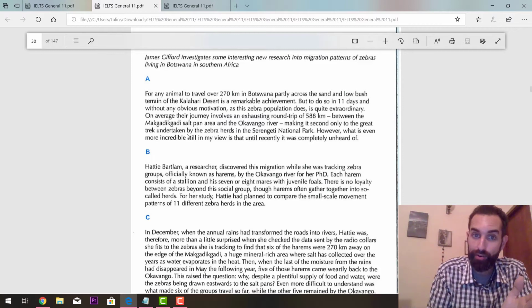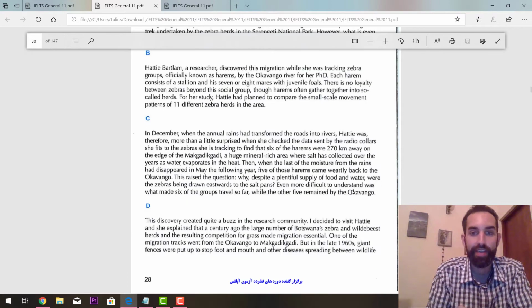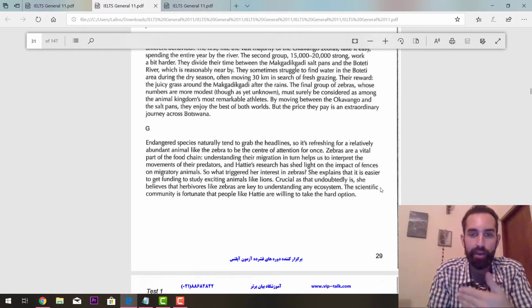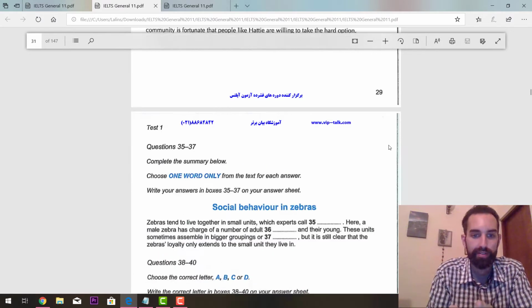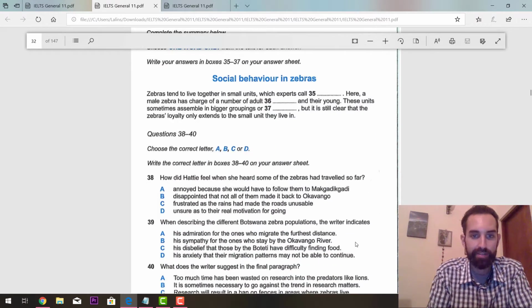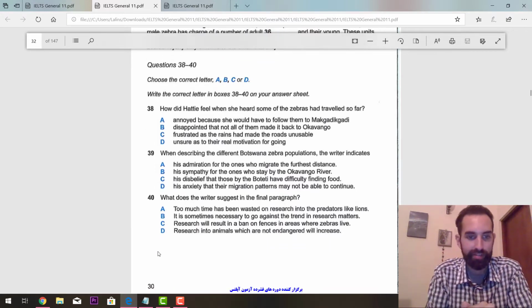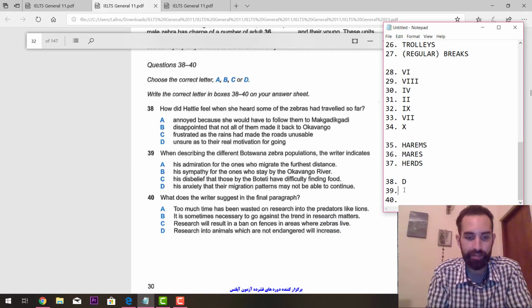However, what is even more incredible still in my view is that until recently it was completely unheard of. So yeah, it's all admiration. It's just the author is in awe. So that was, the writer indicates, A, his admiration. That's from the first section, section A.